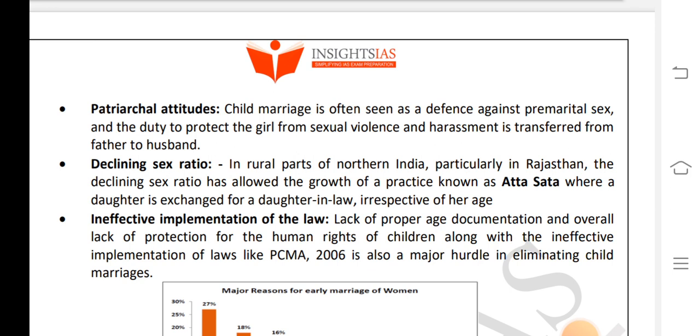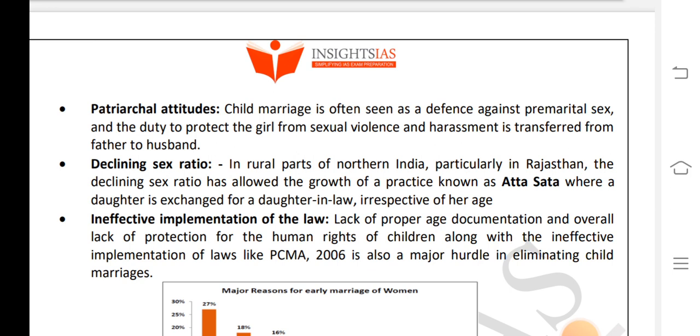Patriarchal attitude: child marriage is often seen as a defense against premarital sex and a duty to protect girls from sexual violence and harassment, which is transferred from the father to the husband.